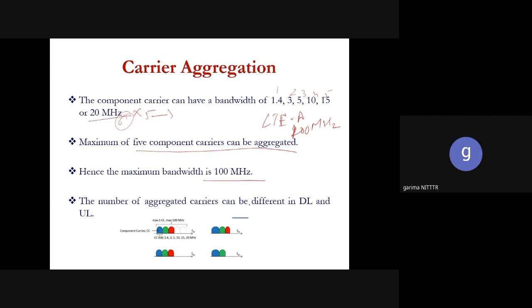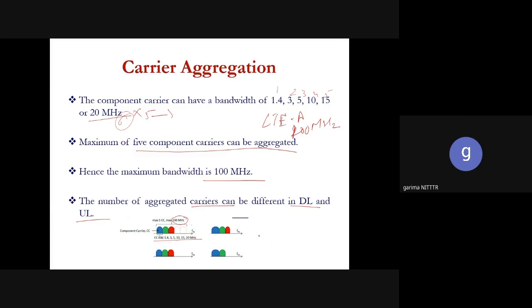The number of aggregated carriers can be different. Carriers can be different in downlink and uplink. It means that whenever you are using some subcarriers, we have a limit of a maximum of 5 component carriers, so we are combining them together. In downlink, if you see in this diagram, we have 1, 2, 3, 4, and 5 carriers combining together. These component carriers combine to give a channel bandwidth of 100 megahertz for downlink.